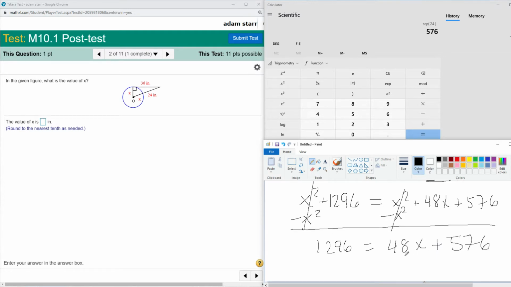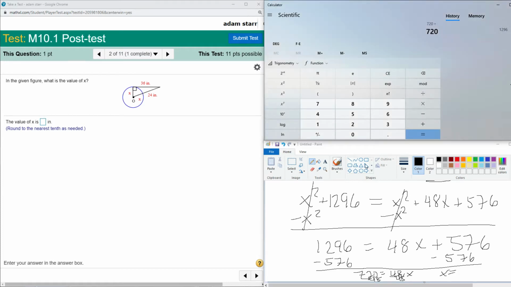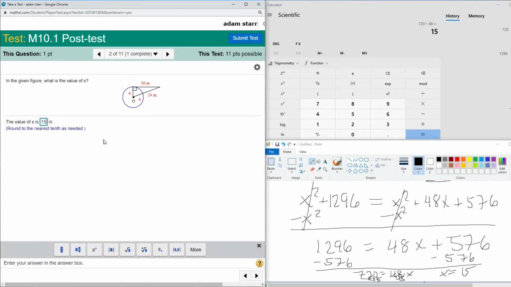Again, we want to solve this for x, so I'm going to subtract 576 on both sides. So I have 1296 minus 576, and that's 720, equals 48x. And then to solve for x, I did run out of room, but we're going to divide both sides by 48 to get x alone. So my answer is going to be 720 divided by that 48, and I get x to be 15. And it's asking for what the value of x is, so x for me is 15.